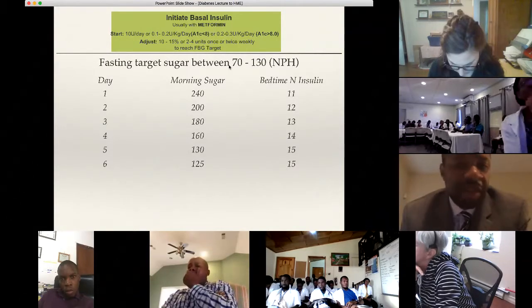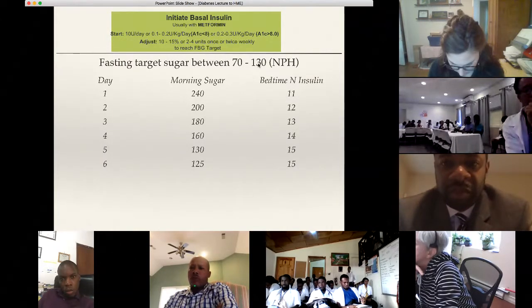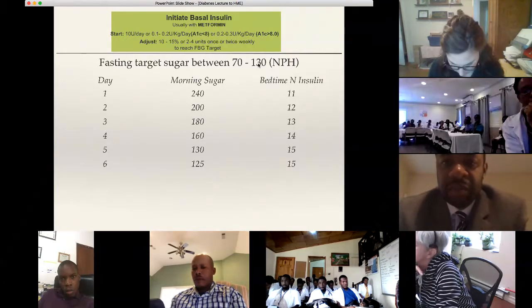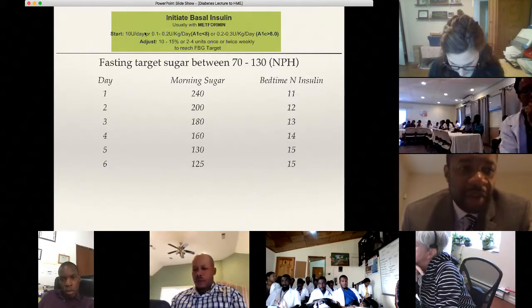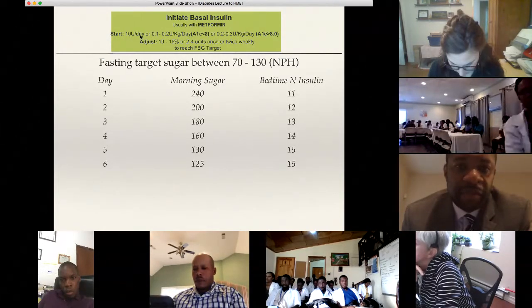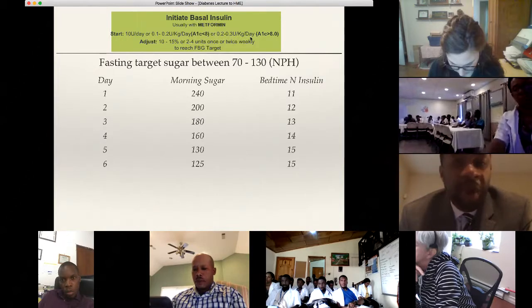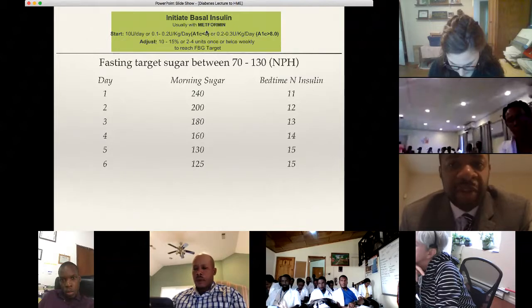Our goal for this patient, for the outpatient, is to have a fasting blood sugar between 70 and 130. The easiest way to start is to just start at 10 units per day. But if you know a little bit more about the patient, you could try to calculate what their dose is.